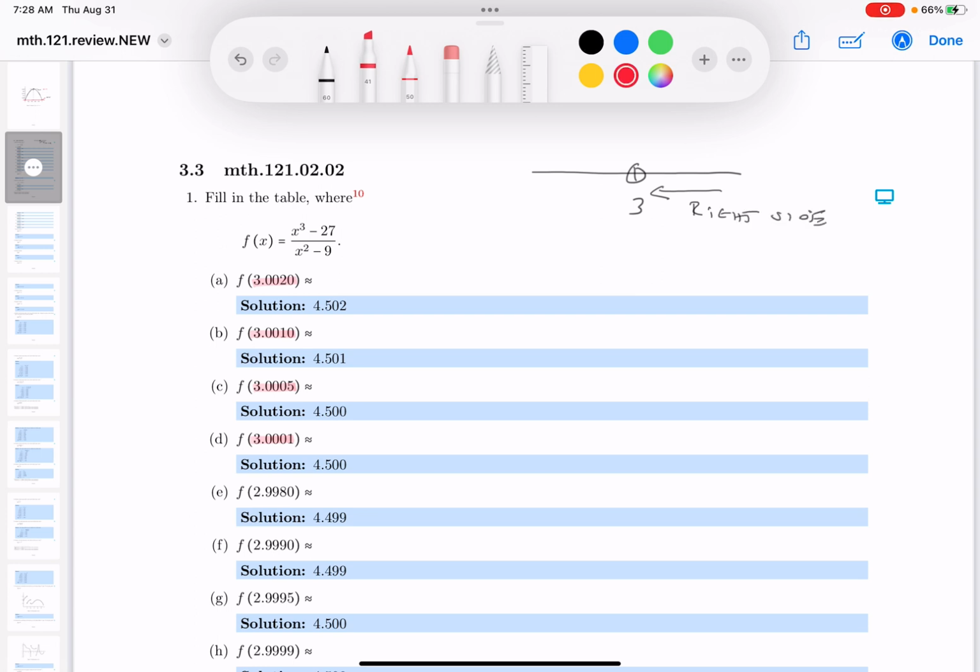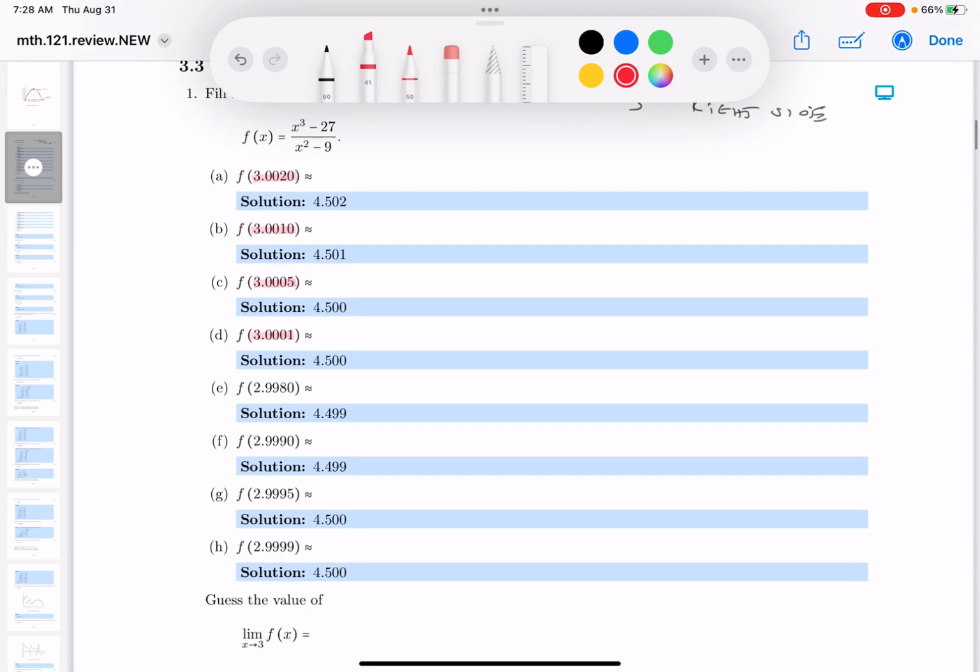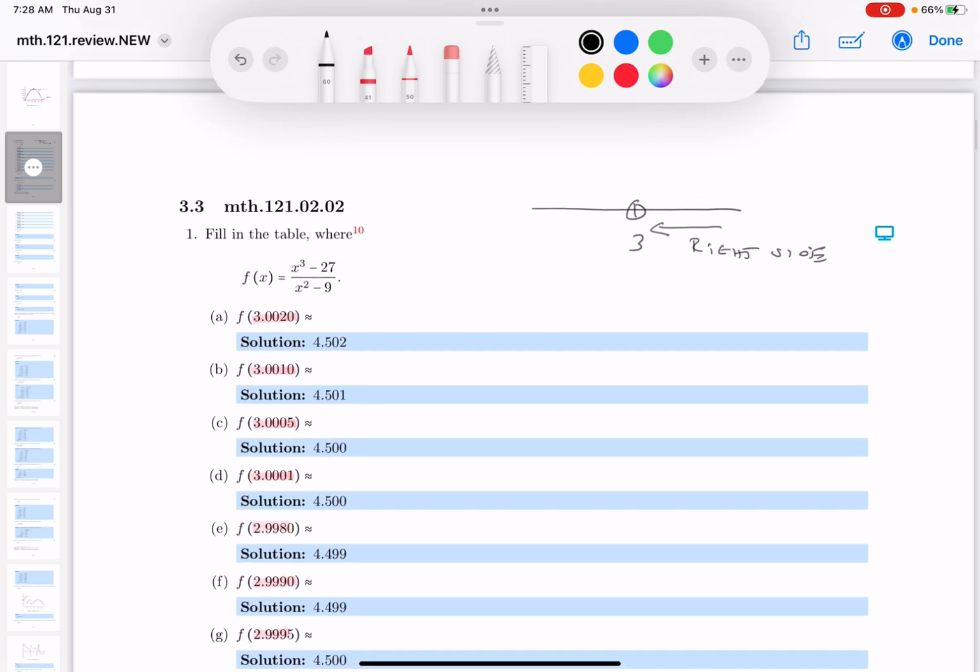All right? Then what you're going to look at is the other set of numbers I've given you, and you got these numbers over here, like 2.9980, 2.999. And again, maybe a little time to think about that. And what's happening over here? Those x numbers are getting closer to 3 from the left side.